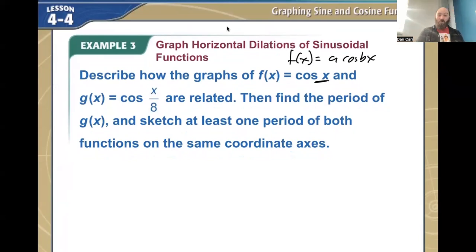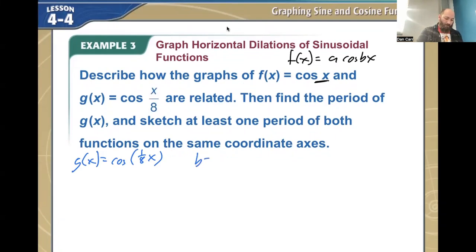In this case, we have the cosine of x over 8, or another way of thinking of that, g of x equals the cosine of 1/8 x. Okay, so now my b value is 1/8. Remember, we found the b value is related to the period.